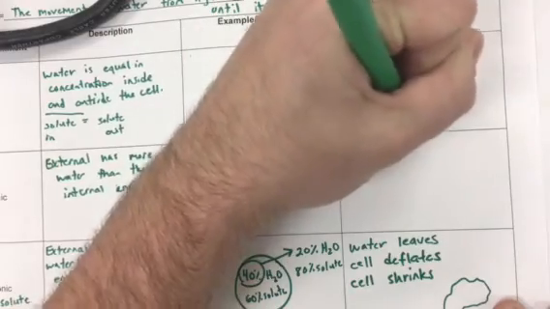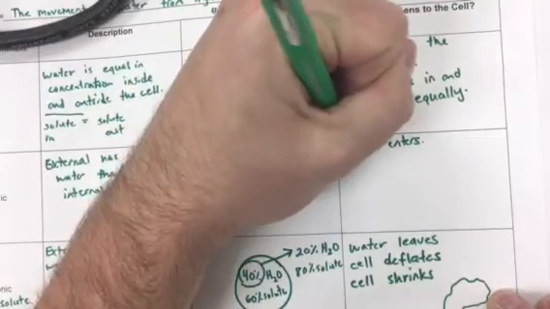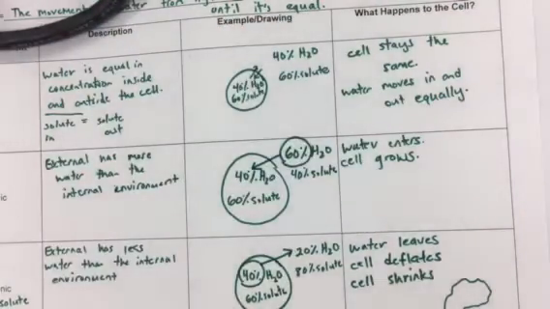enters, and if the water enters the cell, what happens to the cell? It grows, yeah, it gets bigger. So the cell grows. Occasionally, what happens if the cell grows too big? Can pop. Yep.